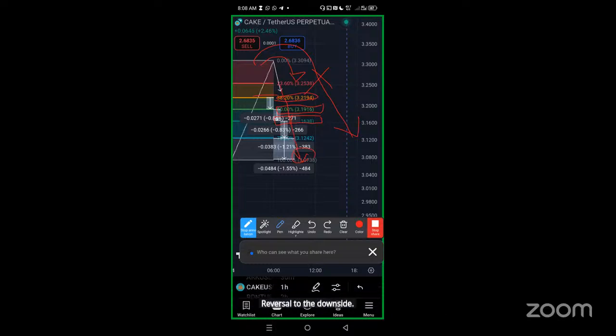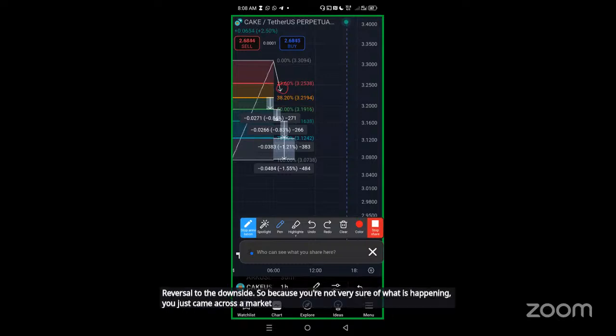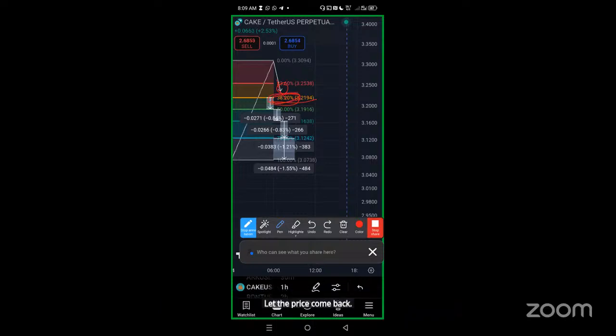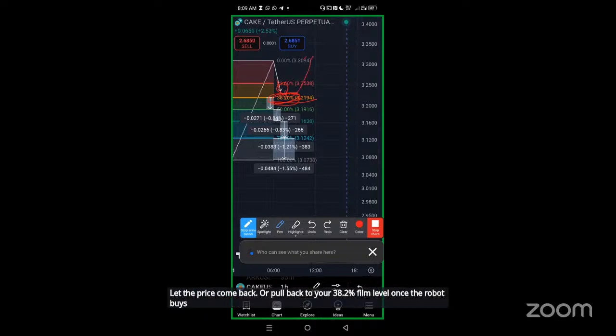So because you're not very sure of what is happening, you just came across a market price that is dropping, and you have your 38.2% fib level still down. What you do, set your trap around there. Let the price come back or pull back to your 38.2% fib level. Once the robot buys, then if it reverses at that point, it is well.